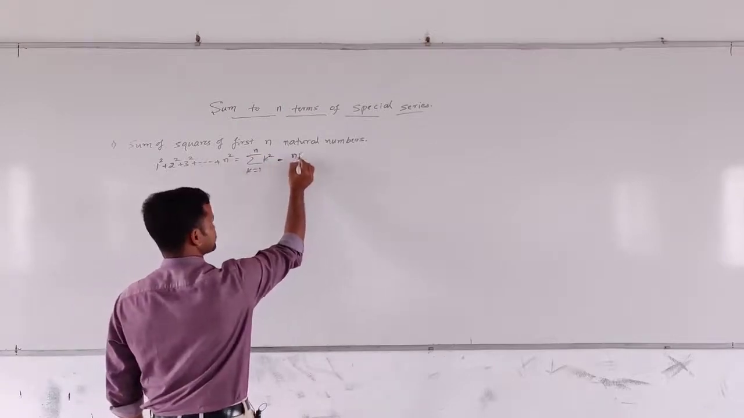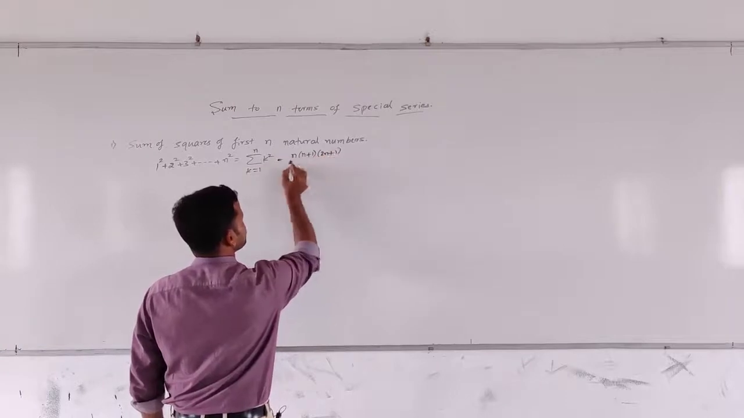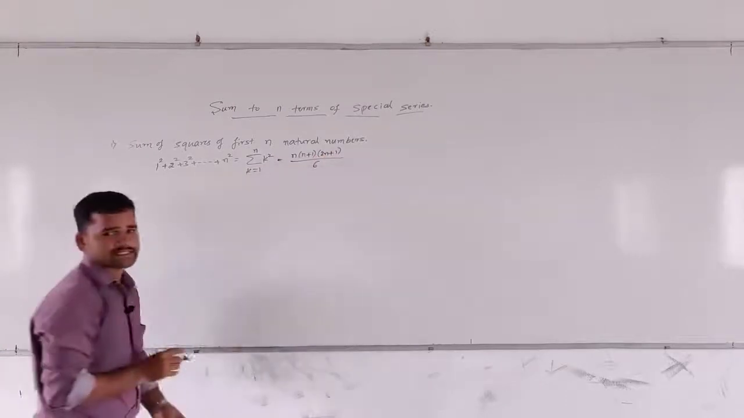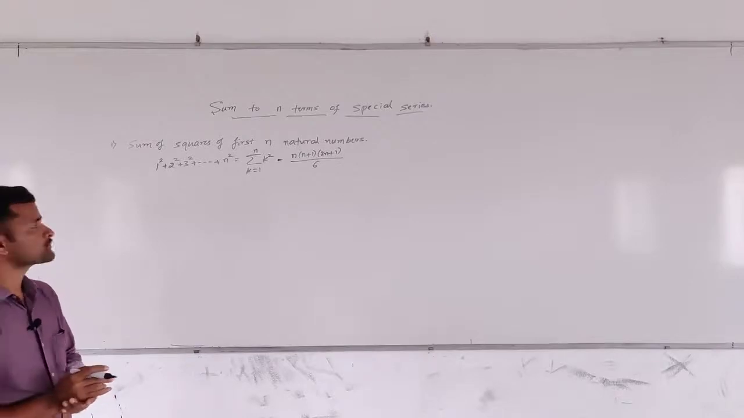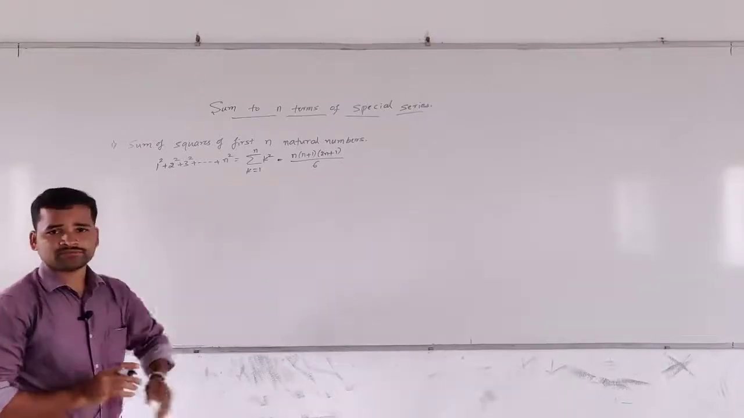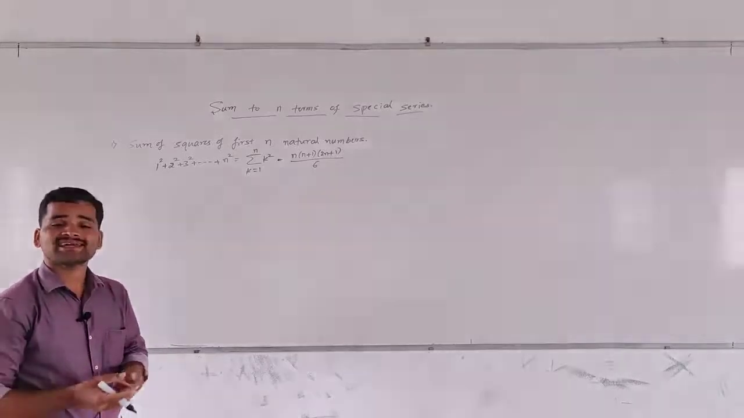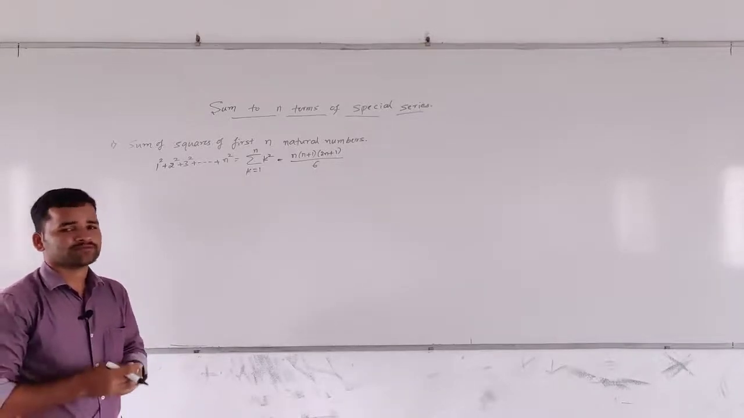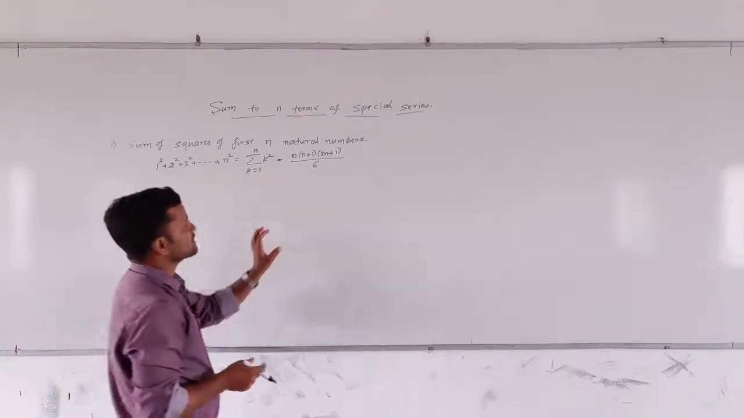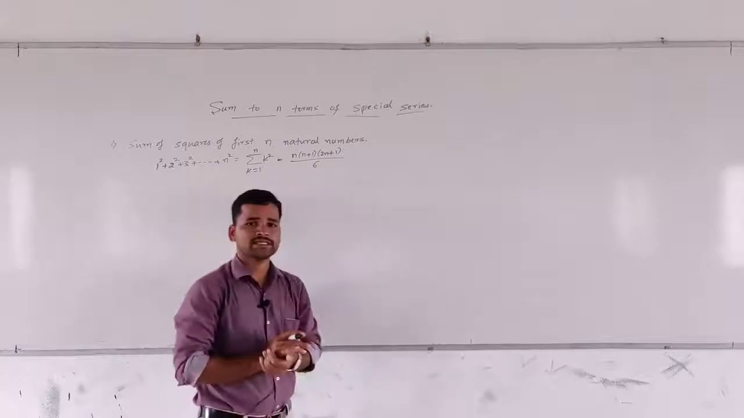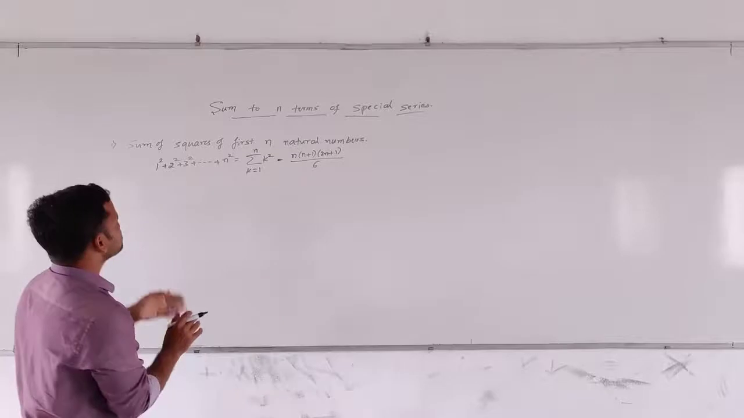This is equal to n into n plus 1 into 2n plus 1 divided by 6. This is the formula. This formula we are going to derive now. Sum of squares of first n natural numbers. Sum of squares of first 10 natural numbers means 1 square plus 2 square plus 3 square up to 10 square. That sum can be obtained by substituting n is equal to 10 in the RHS. Both will be the same.